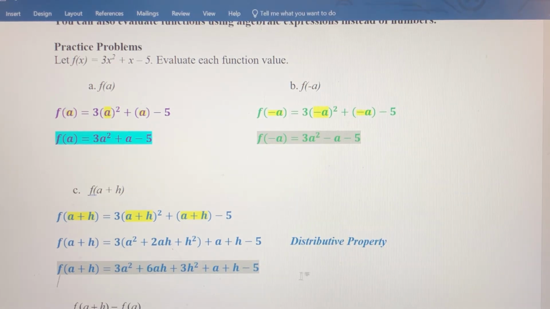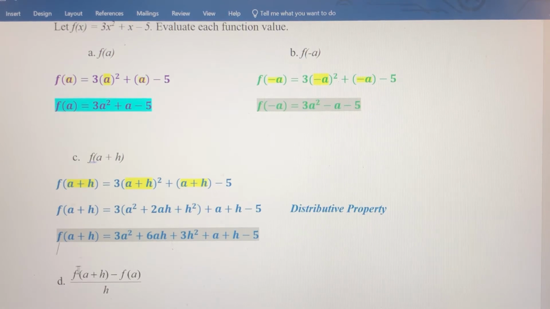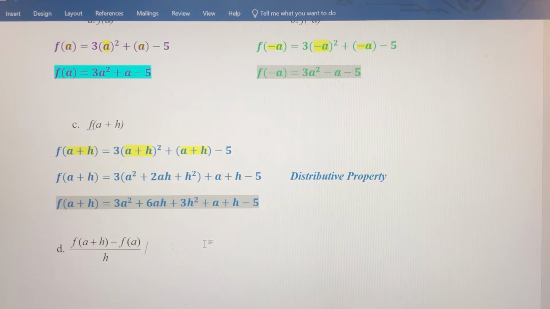Now, if you look at D, notice the numerator, we've already found both these values. I've already found f of a plus h. That's here. I've already found f of a. That's here. So let's not reinvent the wheel here. Let's just plug in the values. Let's substitute the values that we've already found and make life easier on us.